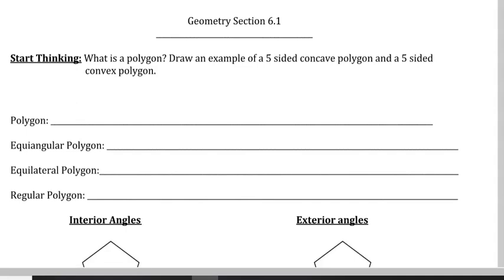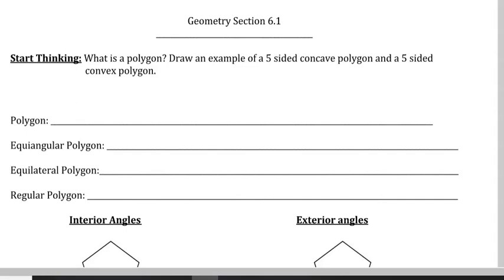All right, welcome back. We are jumping into chapter 6 now. You should have already gone to school and picked up your packet for these notes. If you have not, take these on a separate piece of paper and then make sure you go get that note packet as soon as possible.